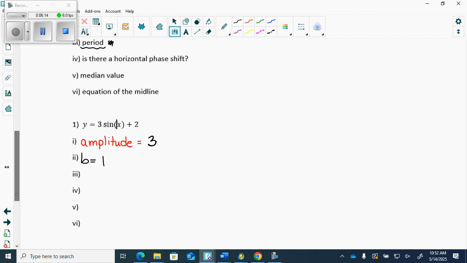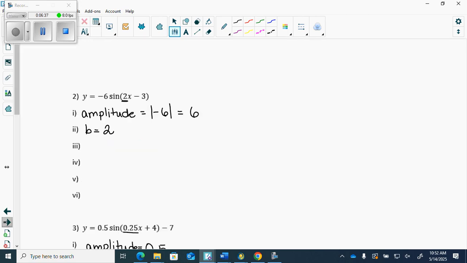The period equals 2 pi over b. What is b? So that reduces to just 2 pi. Okay? So 2 pi over b, you already found b above.